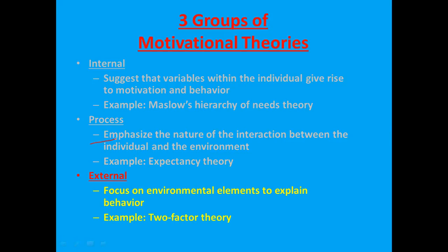Next, the external theory focuses on external elements to explain behavior. Mainly we should not focus on the internal, we should focus on environmental elements to explain motivation. The example of the external category is the two factor theory. So the three groups of motivational theories are external, internal, and process theories.